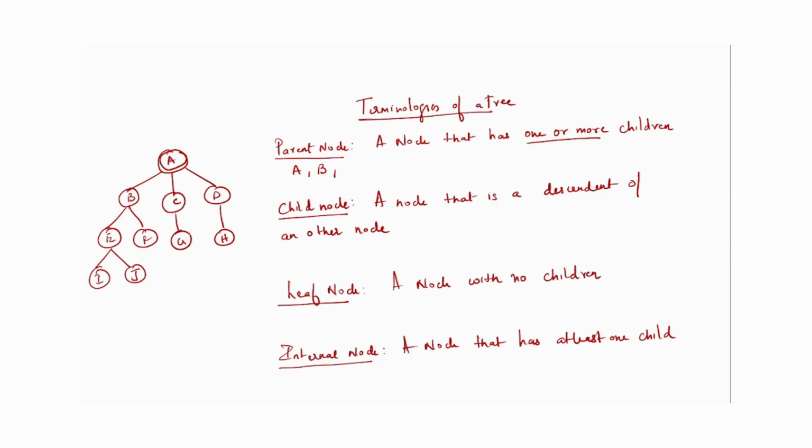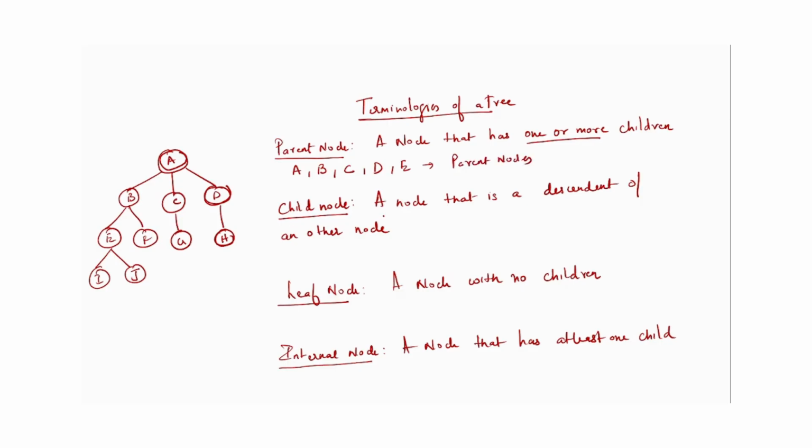C is a parent of G, so G is a child node of C. Therefore, C is also a parent node. D is also a parent node because it has one child node called H. E is also a parent node because it has 2 child nodes, I and J. So in this example, A, B, C, D and E are all parent nodes.